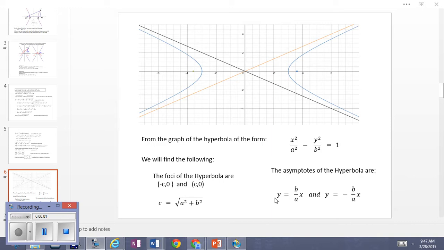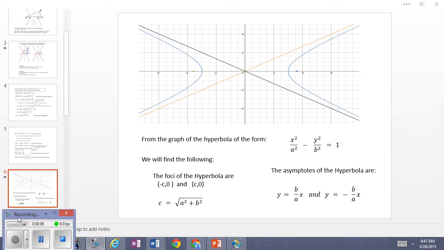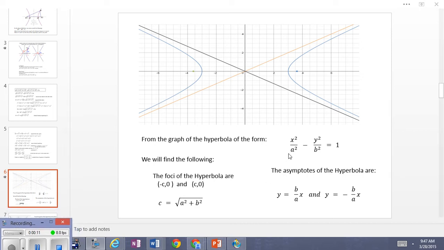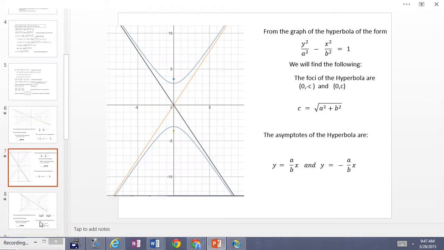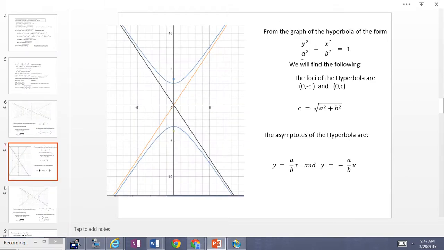Okay, now we're going to start talking more particularly about these hyperbolas and the variations that you can have. We have two general variations: x squared over a squared minus y squared over b squared equals 1, and the other variation down here, y squared over a squared minus x squared over b squared.